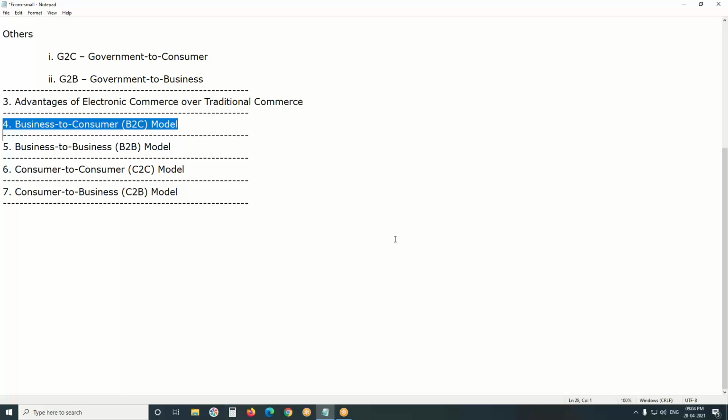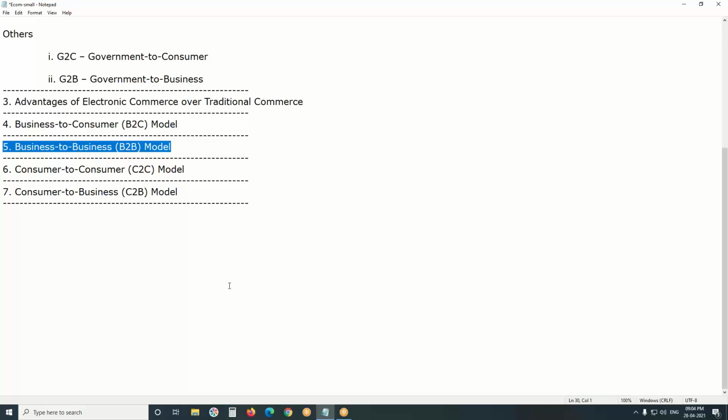Next, businesses may offer services like financial advising, tutoring, subscription memberships, and others to grow their presence online. Next, business to business, B2B model.